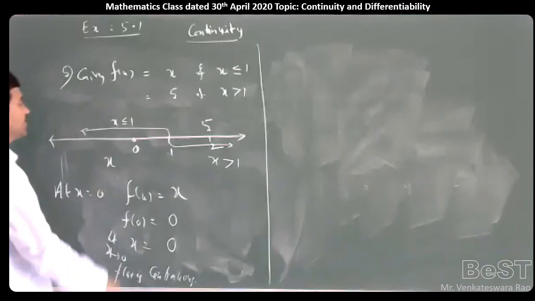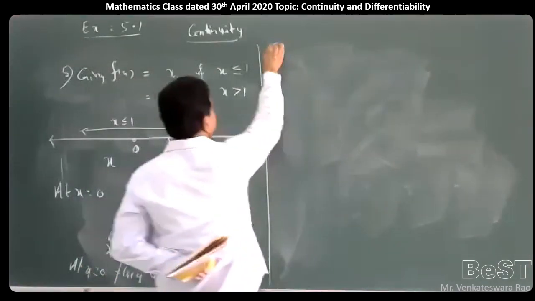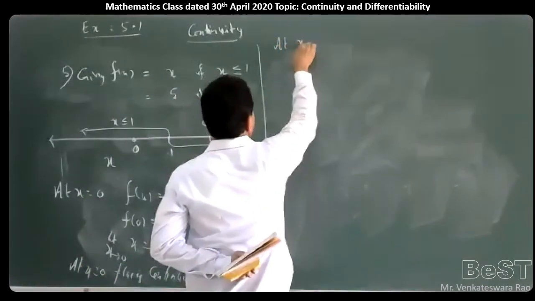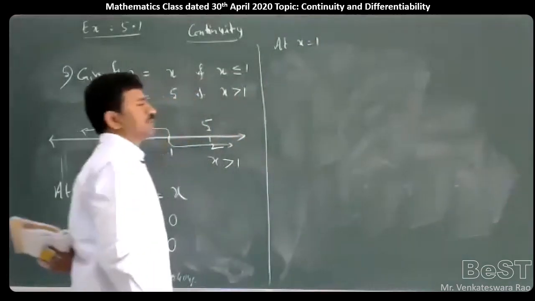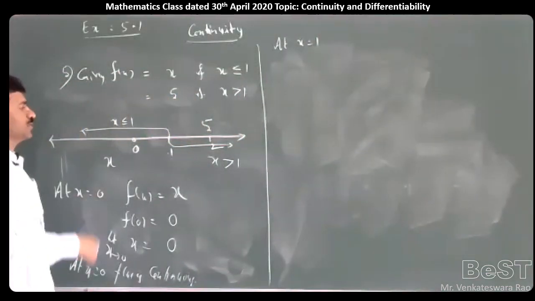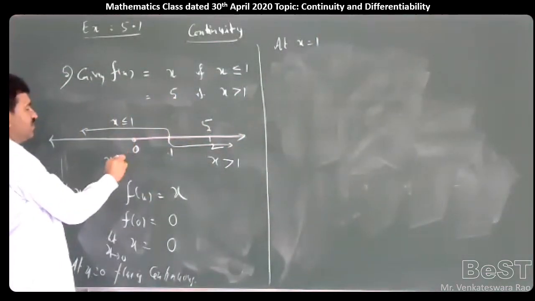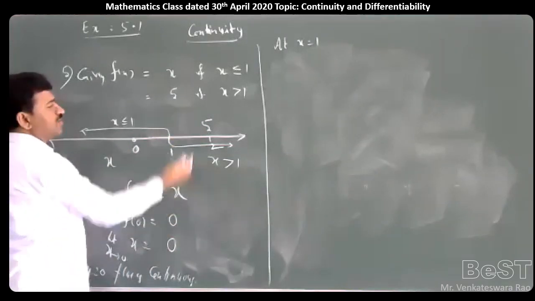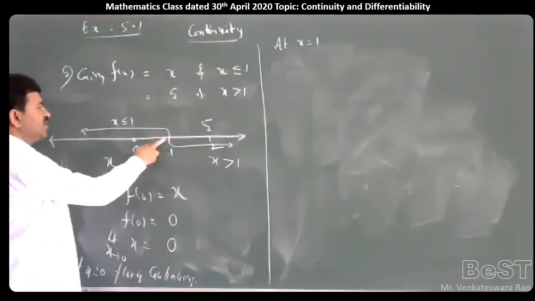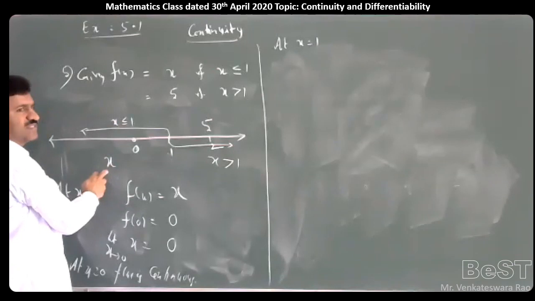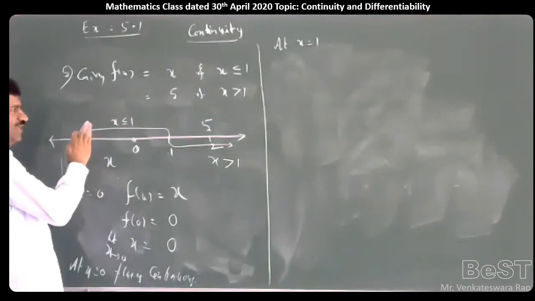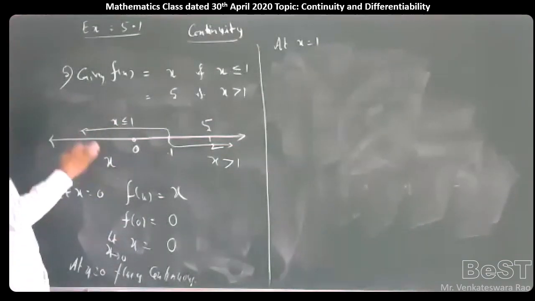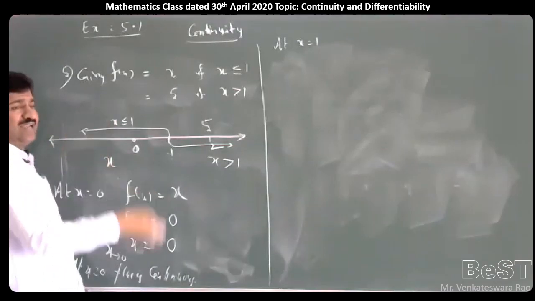Now we will discuss at x equals 1. At x equals 1, listen to me. In the left neighborhood, the function is x. In the right neighborhood, the function is 5. When x equals 1, what is the function? X. So here you will get the clear definition: function value, left limit and right limit.